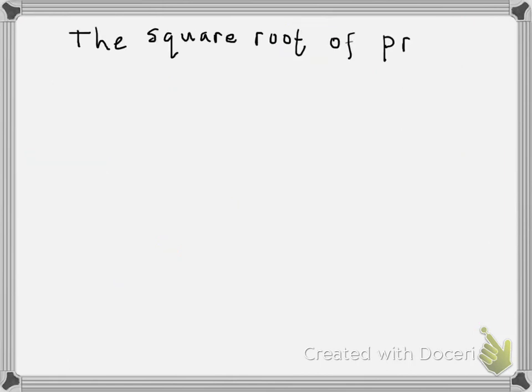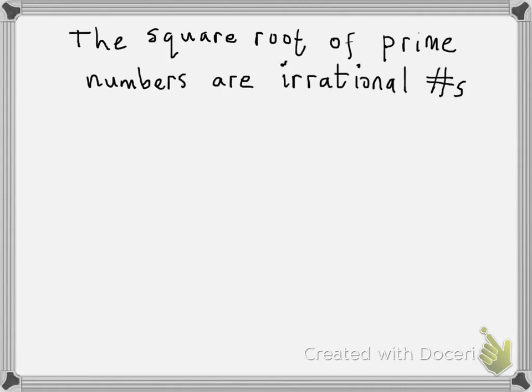Now, the reason why we talked about prime numbers is because we were trying to describe another group of irrational numbers on the real number line. The square root of prime numbers are irrational numbers. So all those numbers that have only 2 divisors, themselves and 1, if you take their square root, you will get irrational numbers. But what do we mean by square root?